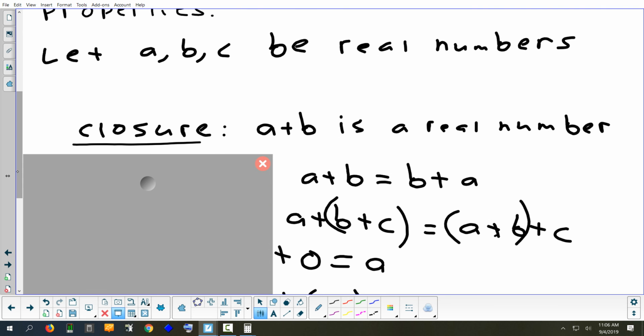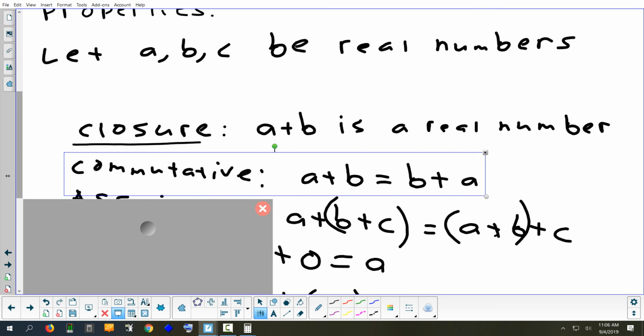How about this property? It's saying that the order you add two things in doesn't matter. A plus B is the same as B plus A. Do you remember what the name of that property is? Yeah? Reflexive. We're going to mention that one later on. Not yet, but that is going to be one we mention later on.